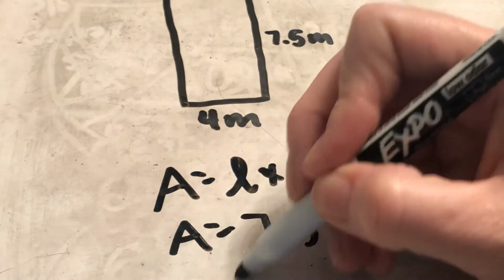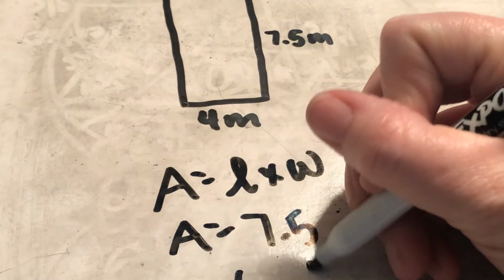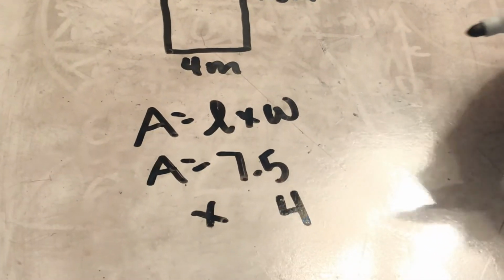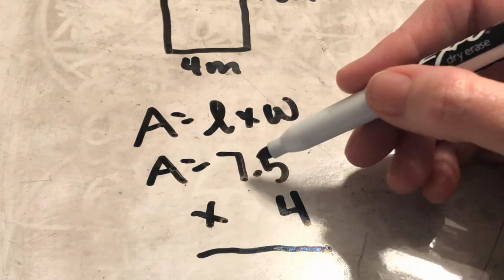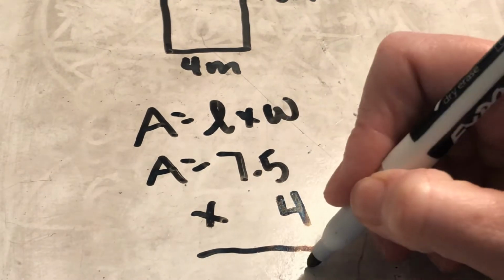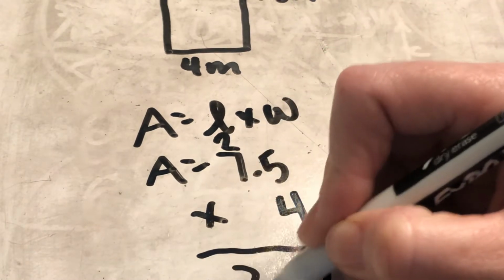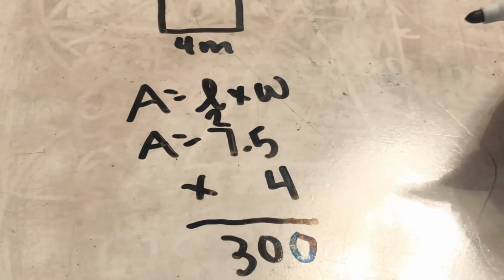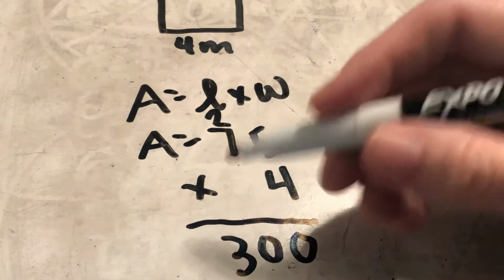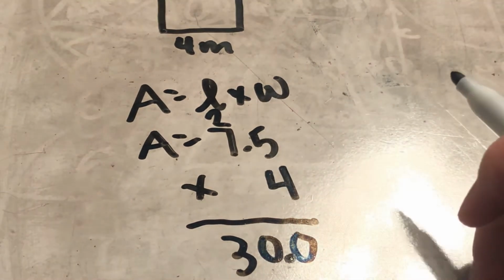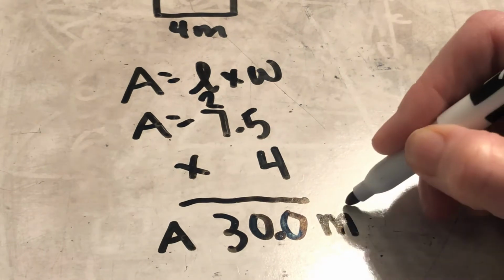7.5 times, I'm going to write it vertically because I'm not going to try to multiply this horizontally. So I'm going to write it that way. 7.5 times 4, all I did was plug in these numbers, length times width. Now I'm going to multiply like normal. I'm not going to worry about that decimal point yet. 5 times 4 is 20. Carry the 2. 4 times 7 is 28, plus 2 is 30. Now, it's not 300. I'm going to go back and take a look. How many numbers are behind a decimal point? Only 1. So in my answer, I know only 1 is going to be behind the decimal point. So the area of this one is going to be 30 meters squared.